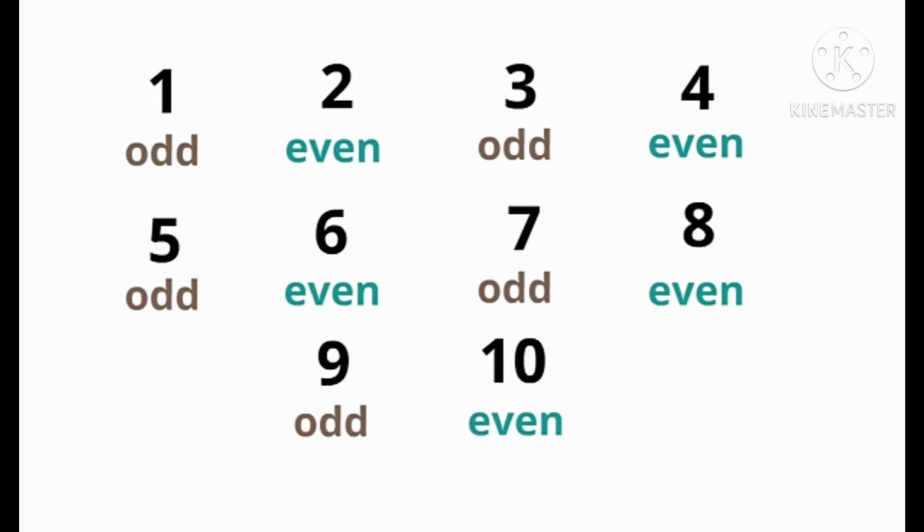So we have seen that odd and even number comes alternate. Odd, even, odd, even, odd, even. You can see. This is the first trick to identify odd and even numbers. Now let's see the another trick.